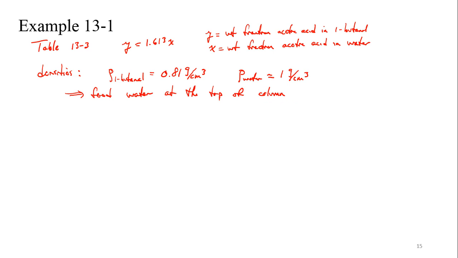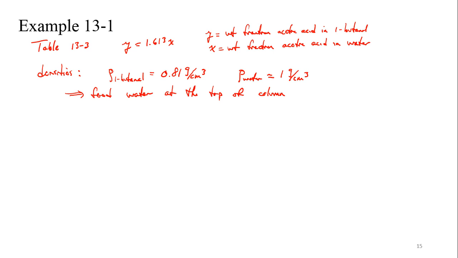And we already know that we're going to feed the 1-butanol stream in the middle of the column because it contains some acetic acid. And it's significant enough that if we were to feed it at the bottom of the column, we wouldn't be able to reach the level of acetic acid concentration that we want in the water in that exiting stream.